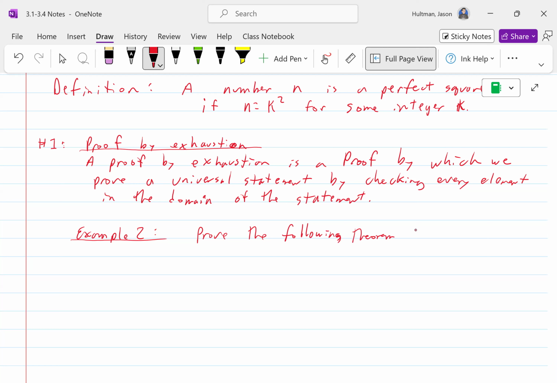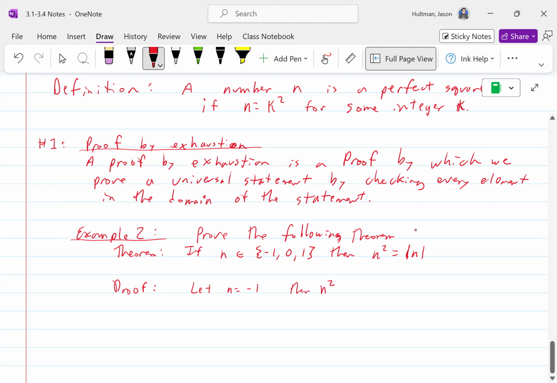Okay, theorem. Theorem: if n is an element of {-1, 0, 1}, then n squared is equal to the absolute value of n. Okay, so what's the proof here? Well, the proof would just be to show that these are true statements for each of these elements in the domain. Proof. Okay. Let n equal -1.